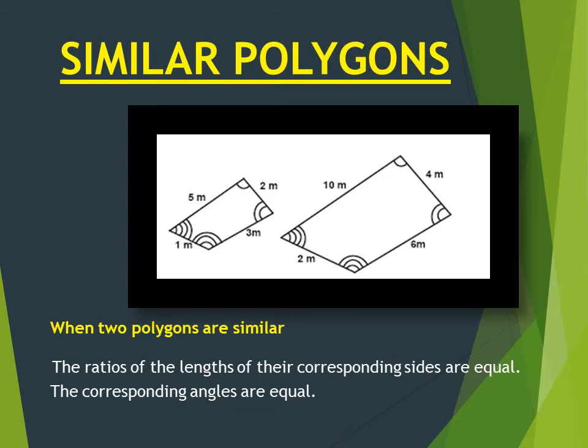And when you observe the number of strokes for the angles, they show that the corresponding angles are equal. If there is only one stroke in the corresponding angle on both sides, then they are equal. So you can make out from the number of strokes given for the angle. From this figure you can tell that these two polygons are similar, because the ratios of the lengths of their corresponding sides are equal and the corresponding angles are also equal.